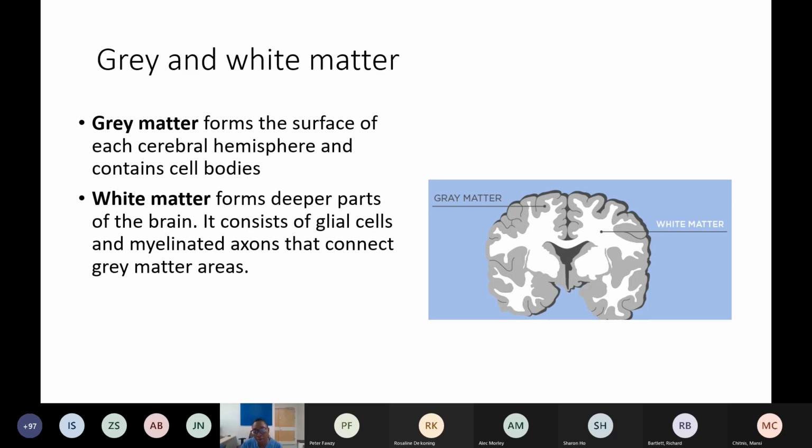Whereas the white matter is primarily glial cells and myelinated axons. So this is where the connections between the different lobes will take place here.